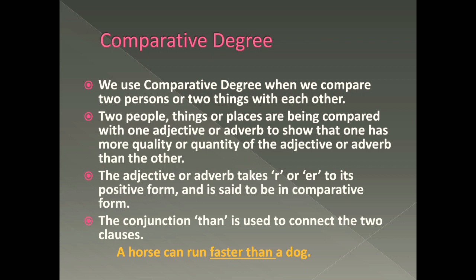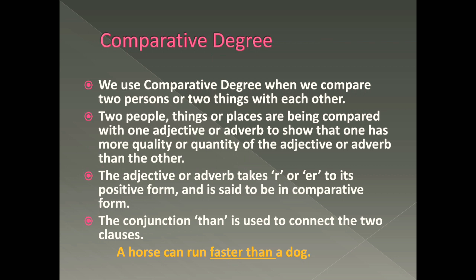Next, comparative degree. We use comparative degree when we compare two persons or two things with each other. Two people, things, or places are being compared with one adjective or adverb to show that one has more quality or quantity of the adjective or adverb than the other. The adjective or adverb takes er or ier to its positive form and is said to be in comparative degree. And the conjunction than is used to connect the two clauses.